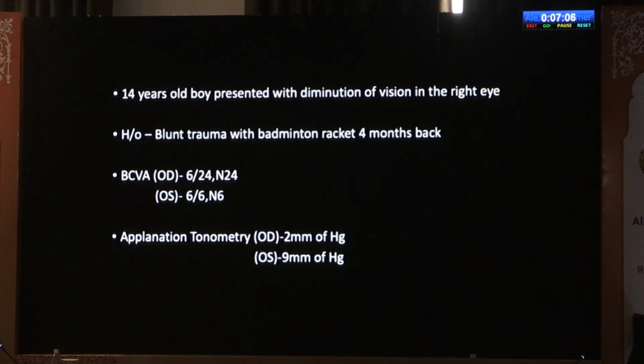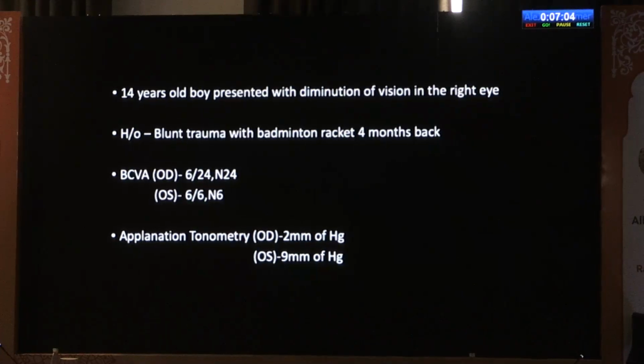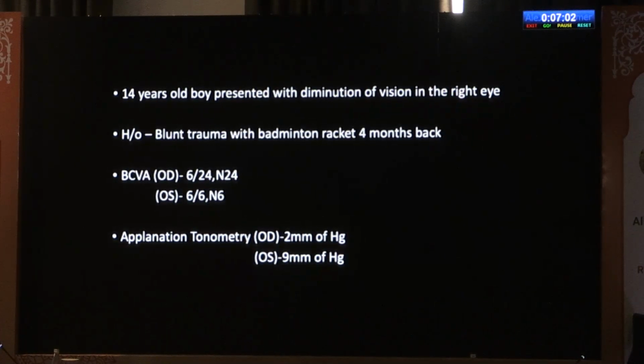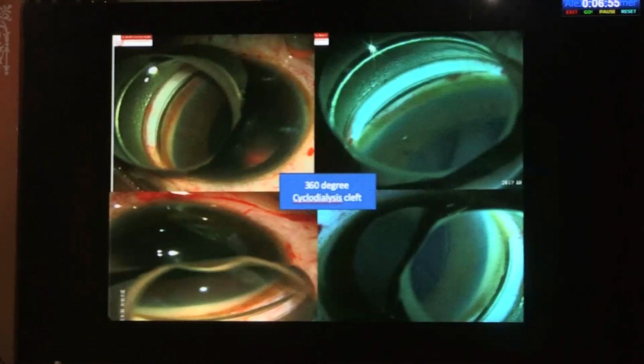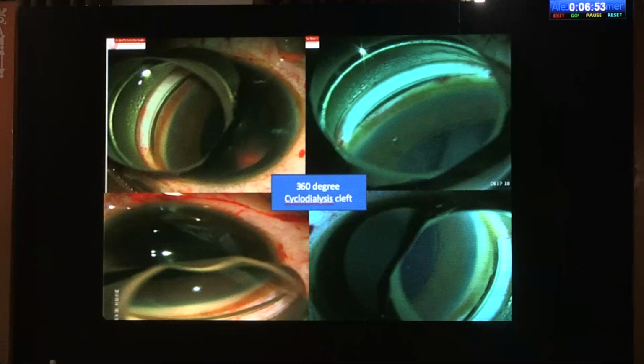A 14-year-old boy with badminton racket injury to the right eye and vision of 6/24, N24, and a pressure of 2 millimeters of mercury. There was subluxated lens and hypotony maculopathy. There was a 360-degree cyclodialysis cleft.